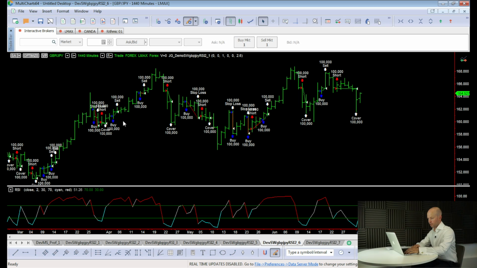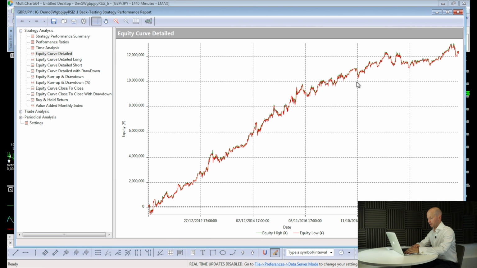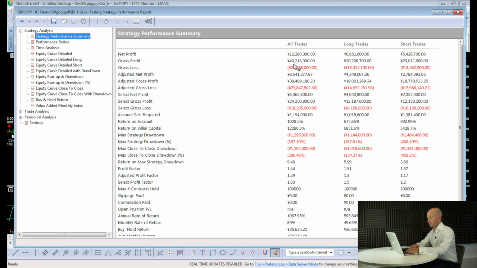We can see on the chart, these trades don't last very long at all. Looking at the performance report, nice equity curve, although from the end of 2019 onwards, the curve has flattened a bit. Perhaps this strategy using this exit is losing its edge somewhat. The net profit is way down. It was 21 million before, now just over 12.